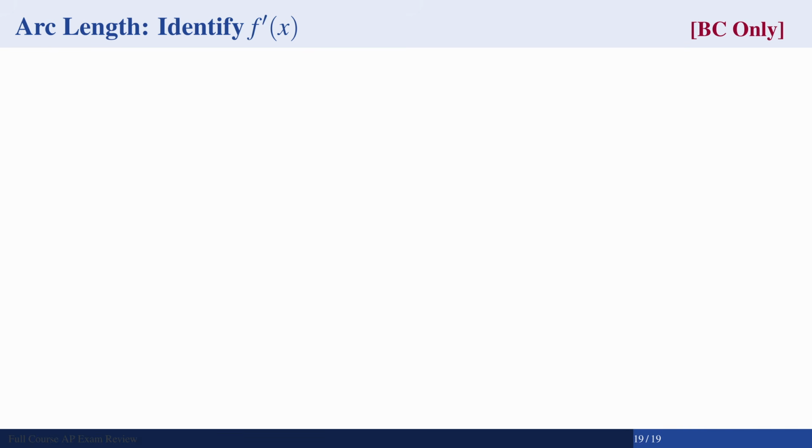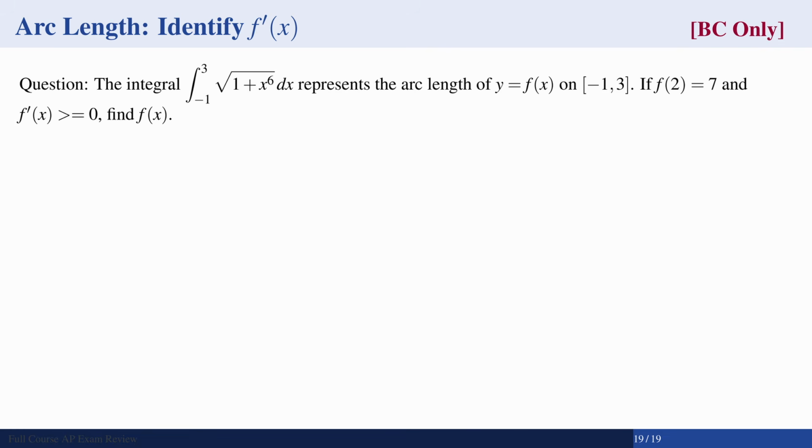So finally, I have one more example that I want to do, and it's just arc length, where we first identify f prime, and then we use that to figure out what f is actually equal to. So our question would be: the integral from -1 to 3 of the square root of 1 plus x to the 6 dx represents the arc length of a function on -1 to 3. If f of 2 is 7 and f prime of x is greater than or equal to 0, we want to find f of x.